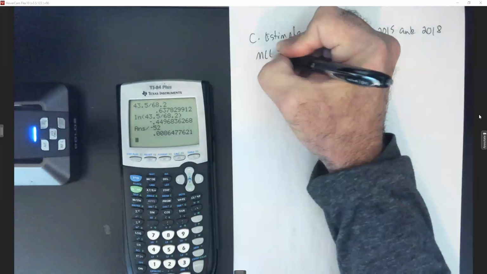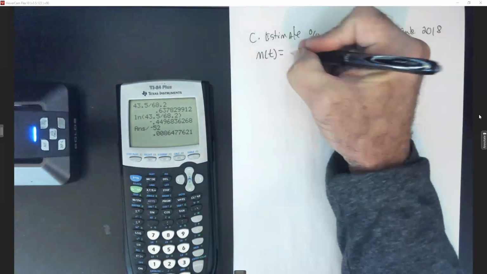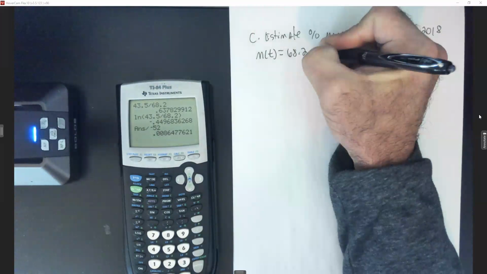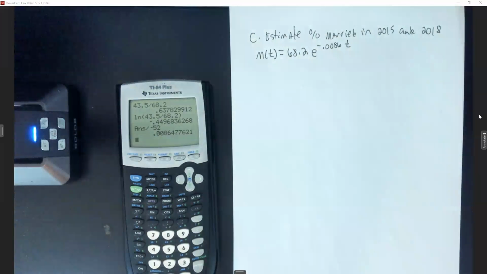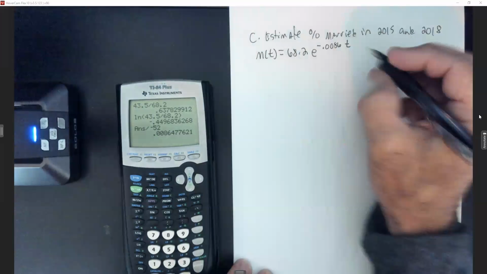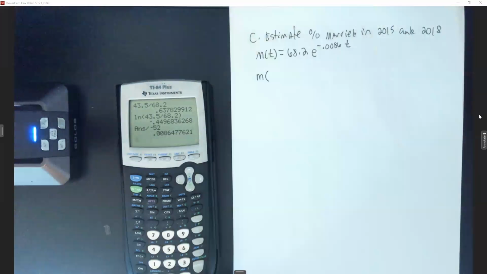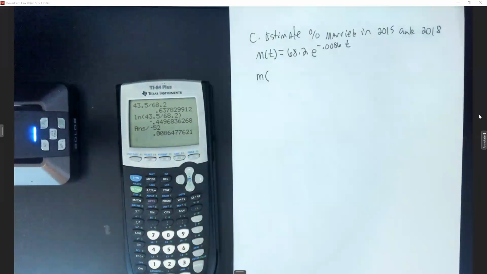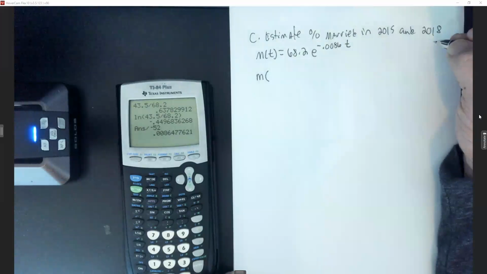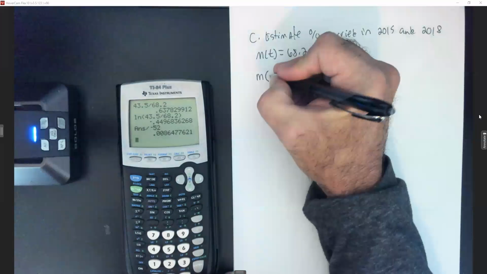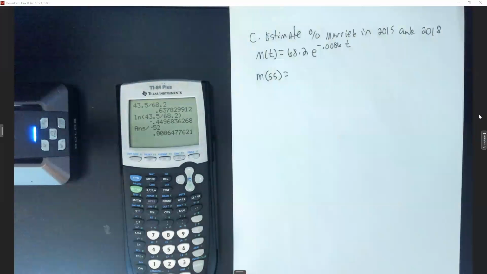We had M of T equaled 68.2 e to the negative 0.0086 T. So what I need to know, y'all, to do 2015, how many years is it from 2015 starting at 1960? 55. So we're going to find M of 55. So that helped you on that, Carol? Yes. That's pretty much what you was asking, I think, on that.